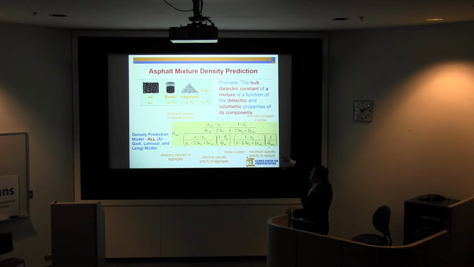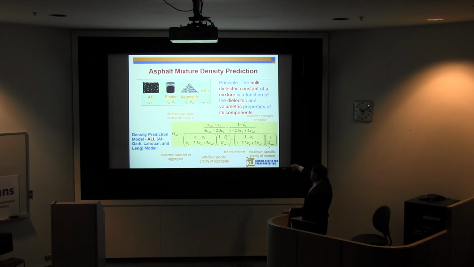As you can see, this model is based on the dielectric constant of the components as well as the asphalt concrete and the portion of the volume of each one of these components. So if I look at this model, I can calculate the dielectric constant of asphalt concrete from what I presented earlier. The dielectric constant of the binder is 3.